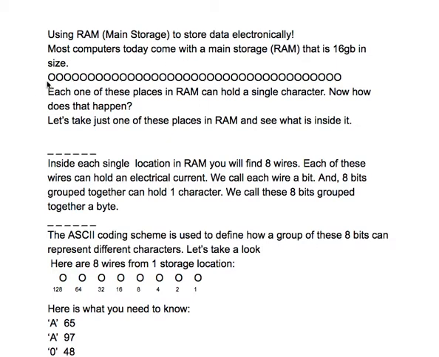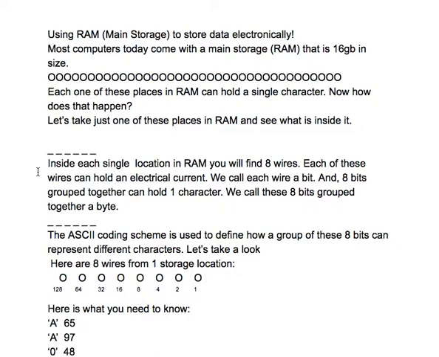Now let's take a look. Here are some bytes right here. Each one of these are considered bytes. And each one of these storage locations or bytes can store one character. Okay, so each one of these places in RAM can hold a single character. Now, how does it happen? Well, let's take just one of these, pull it out, and see what's inside one storage location in RAM.